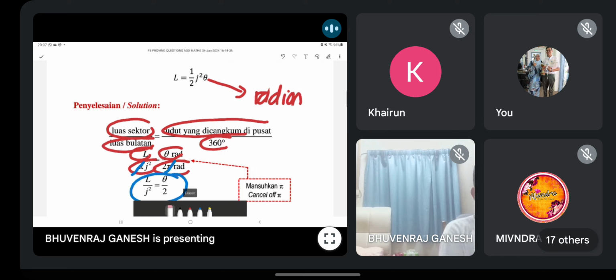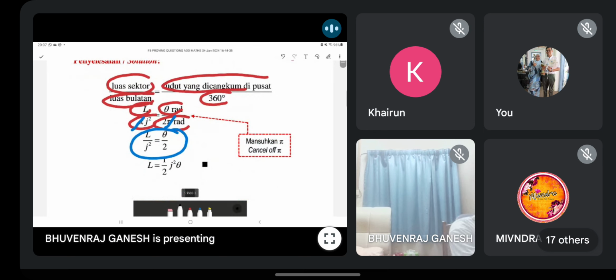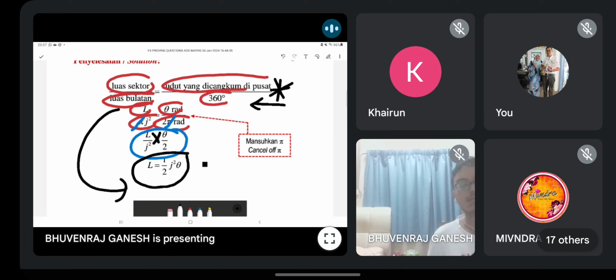Not finished yet, you must prove the top one, so you move it over. Cross multiply, and you will get this as your answer. Okay guys, for English, are you clear? This is how we prove this formula. Not long also, as long as you remember this one. This you must remember. If you remember this one, all of this is very simple already.